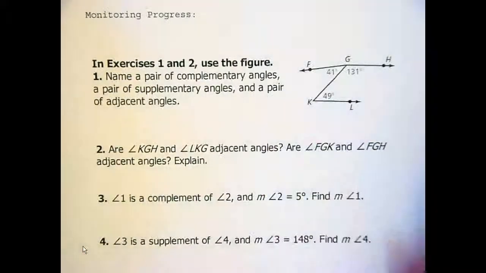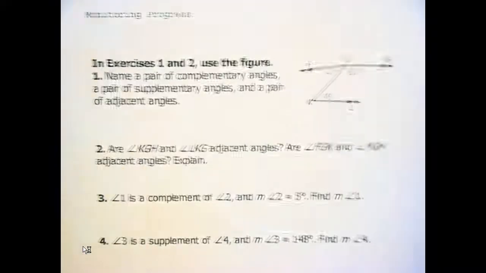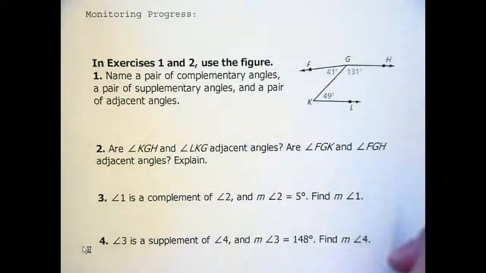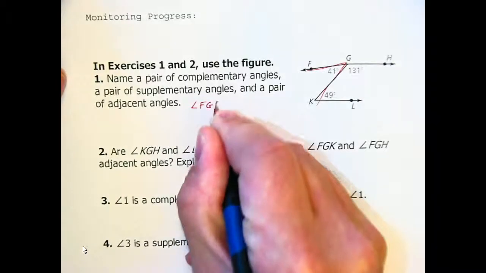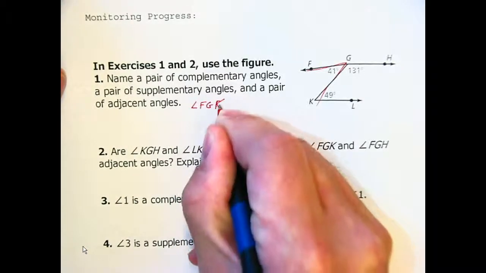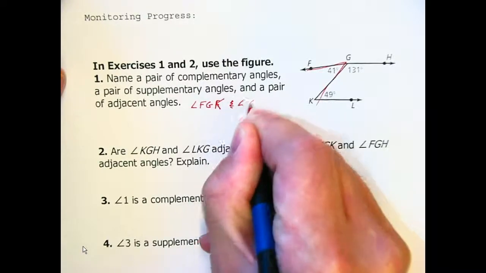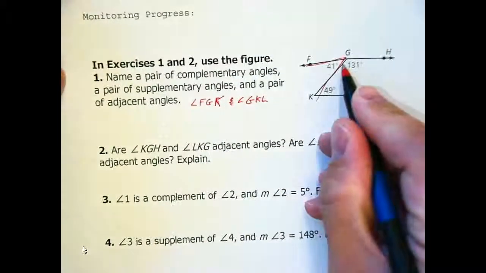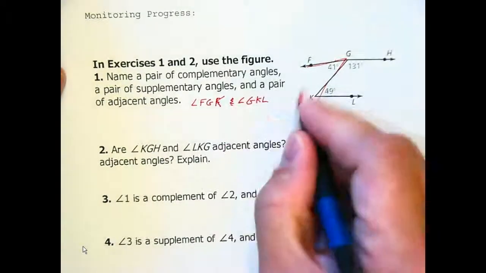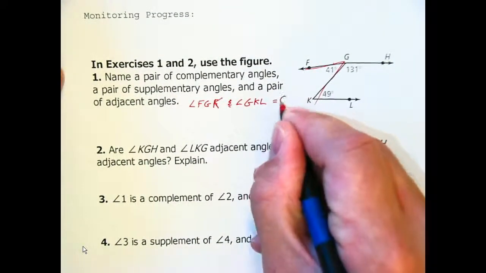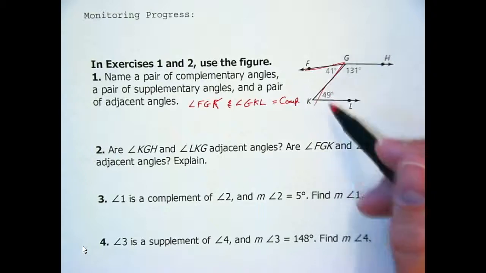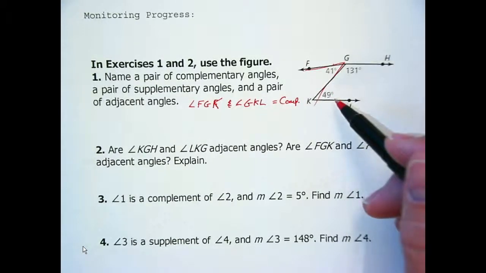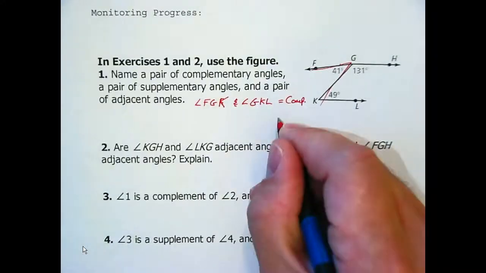Okay, name a pair of complementary angles, a pair of supplementary angles, and a pair of adjacent angles. So give me 2 that are complementary. They add up to 90. Maddie? Angle FGK and angle GKL. Everyone agree? GKL and FGK, 41 and 49, those are complementary. Good job. Okay. Are those adjacent? Not adjacent.